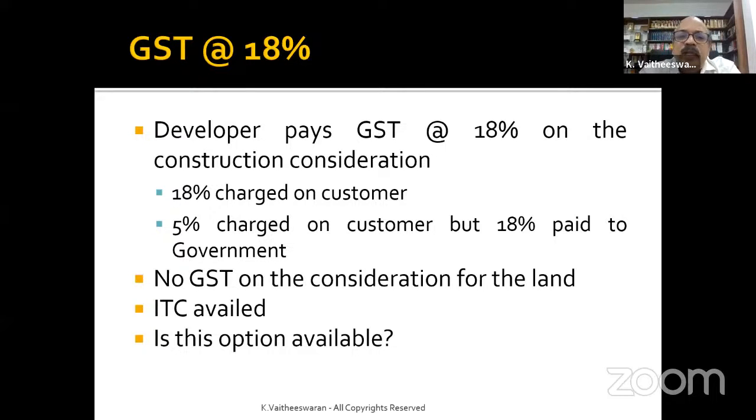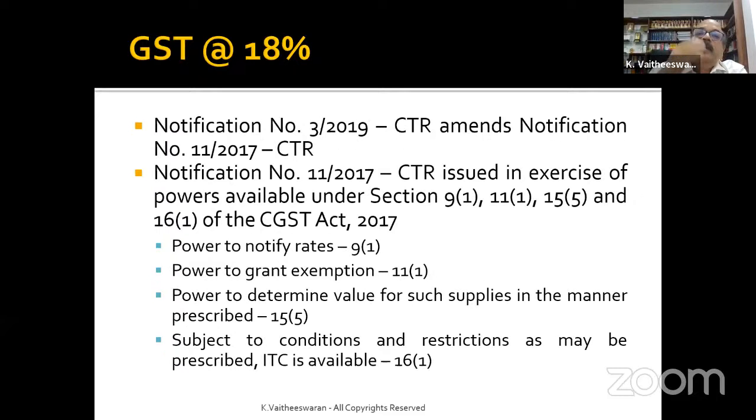So let's look at the option of a developer paying GST at 18% on the construction consideration, and for taking a position that no GST is payable on the sale of the land, and avail ITC in respect of the input services, etc., used for construction services. Is this option possible? If you look at 3/19, it amended 11/17.